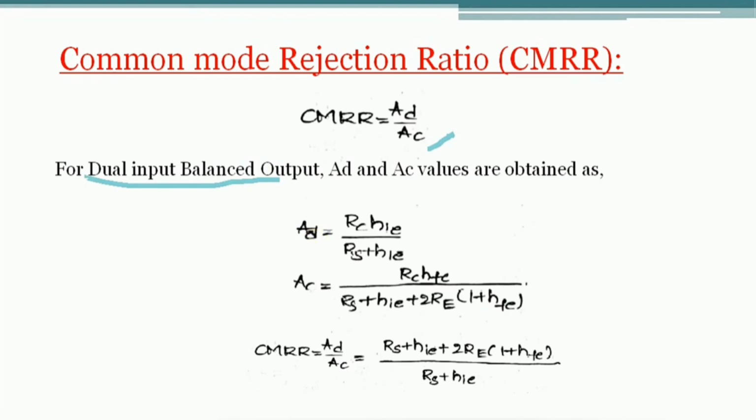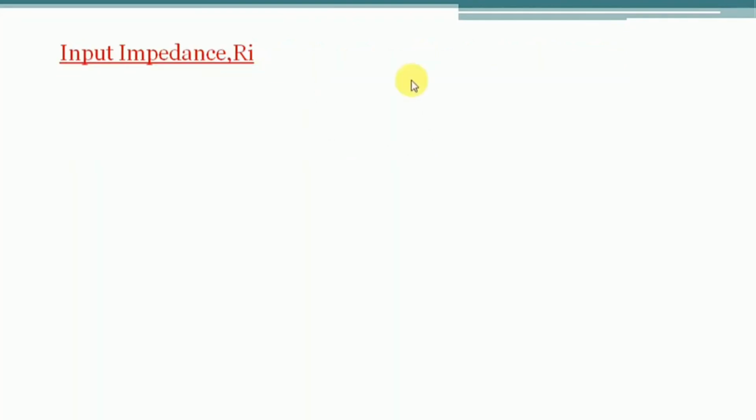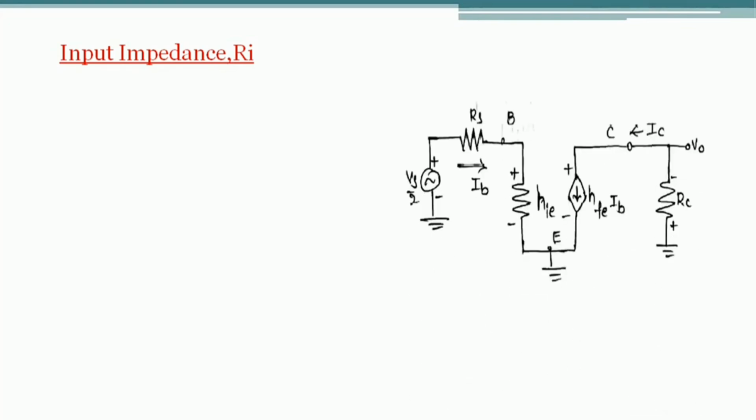Next we are going to see how to calculate the input impedance and the output impedance of a dual input balanced output differential amplifier. How to calculate the input impedance: as we know, the input impedance is measured at any one of the input terminals with respect to ground. Now we consider the approximate H parameter model of the dual input balanced output differential amplifier. For this circuit we have to calculate the input impedance at this point. Okay, so this is Ri.